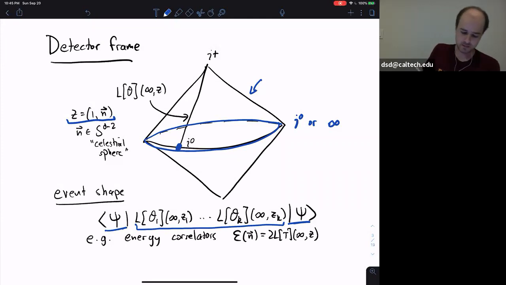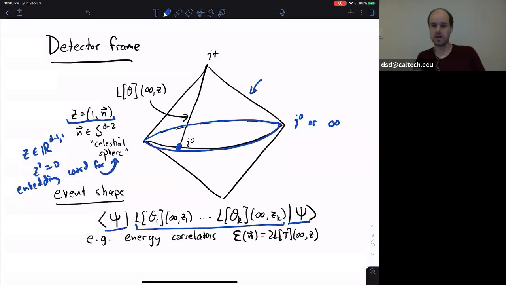And by the way, remember that z is a d-dimensional vector that's null. So you can think of this as an embedding coordinate for the celestial sphere. It's an embedding space coordinate for S^(d-2). So formally, this event shape looks a bit like a conformal correlator in a fictitious (d-2)-dimensional CFT. That point of view on the kinematics will be helpful for us at a few points in the talk.